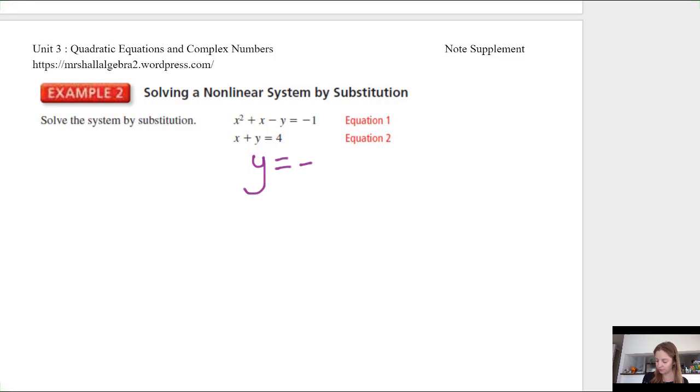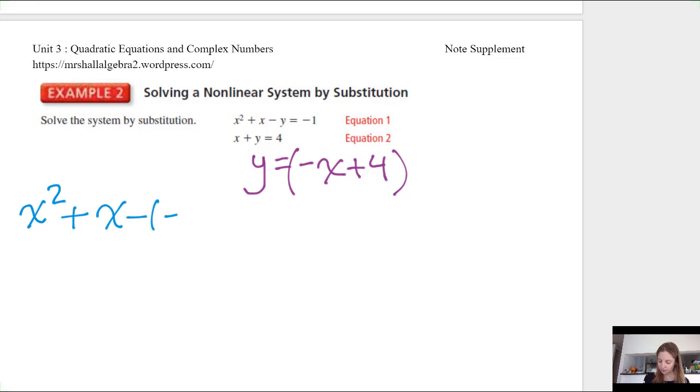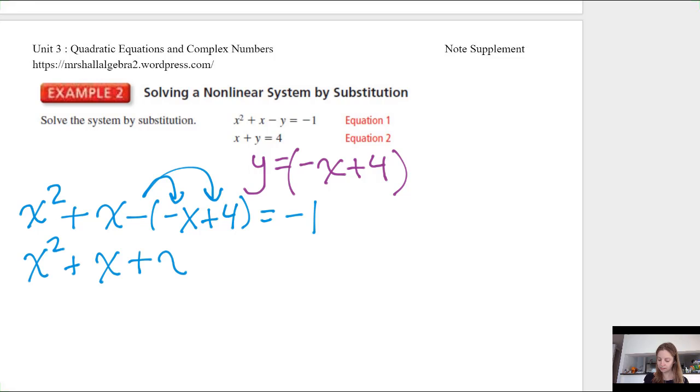How did I write it? I wrote it as y = negative x plus 4. And then what I'm going to substitute into the top equation is, anytime I see y, I'm going to replace it with this expression, negative x plus 4. So we have x squared plus x minus, here's my y, negative x plus 4, equals negative 1. x squared plus x minus both terms, so it becomes plus x minus 4 equals negative 1.